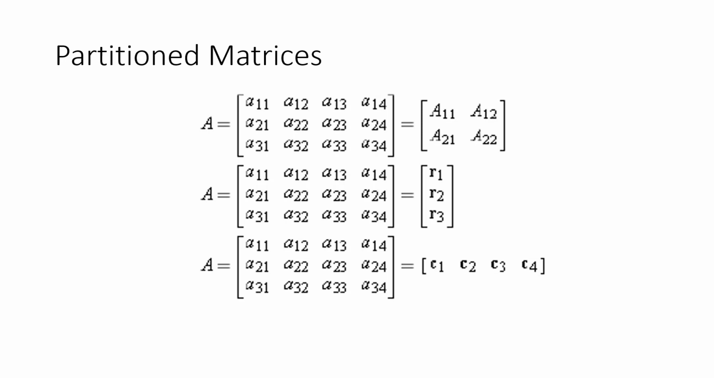So let's have partitioned matrices. A matrix can be subdivided or partitioned into smaller matrices by inserting horizontal and vertical rules between the selected rows and columns. For example, you have this illustration, three possible partitions of a general 3 by 4 matrix A.